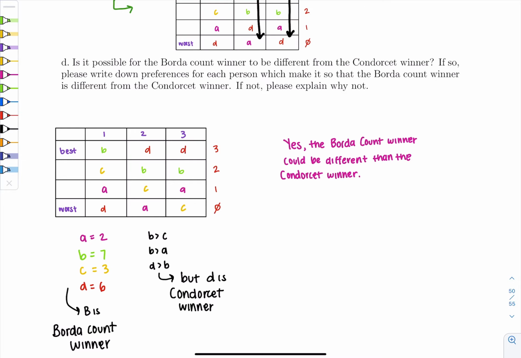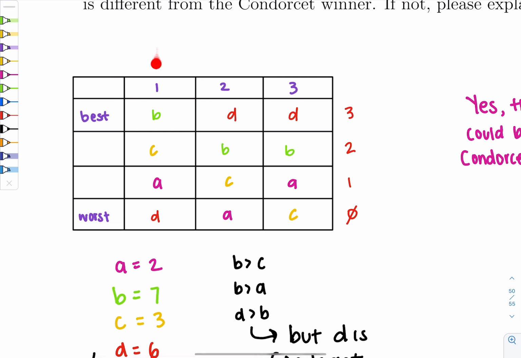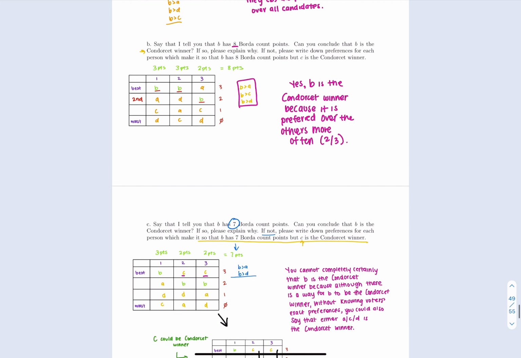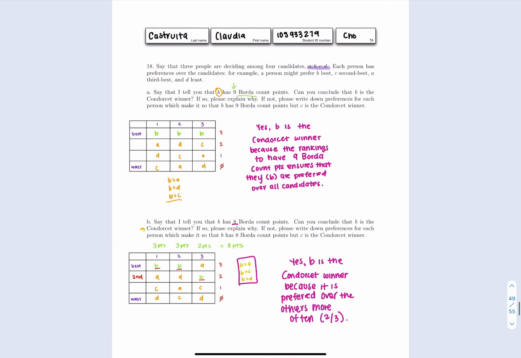And it asks us to write down preferences for each person. These are our preferences. Voter 1 would rank candidates like this, 2 like that, and 3 like this. And that is it. Thank you so much for watching. I hope that was a pretty good tutorial on this. Thank you.